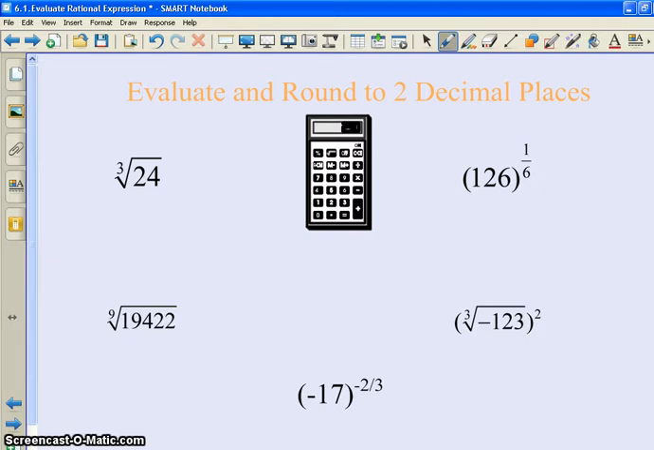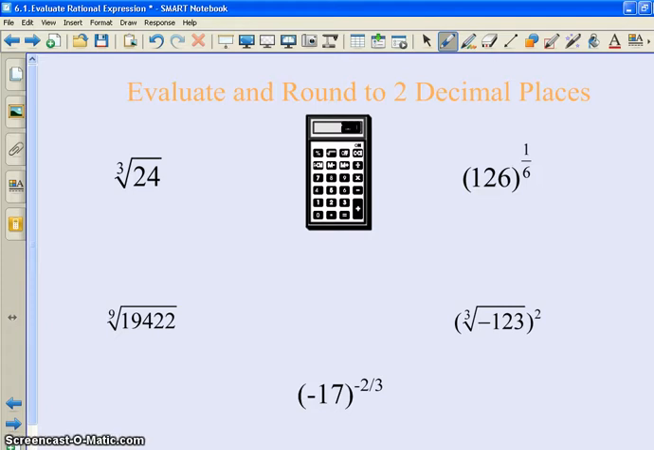You're going to need your graphing calculator for this next section. It says to evaluate and round to 2 decimal places. Remember, that's the hundredths place. So the first one is the third root of 24. And what we can do here, there are 2 ways. I'm going to show you how to do this entering manually, and then how to use your graphing calculator.